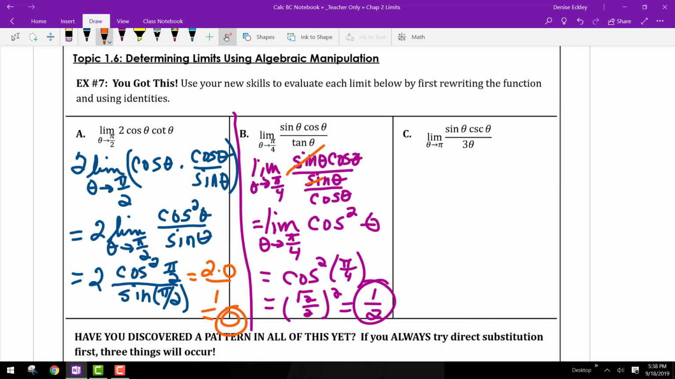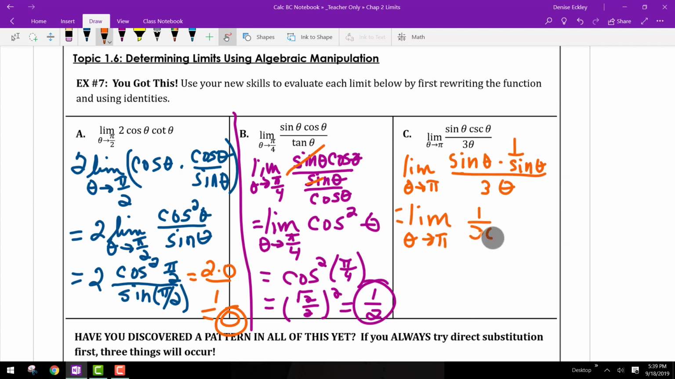And then finally the last one, I'm going to use the reciprocal identity for cosecant. So I'm going to take the limit as theta approaches pi of sine theta times 1 over sine theta all over 3 theta. So this simplifies to the limit as theta approaches pi of 1 over 3 theta. And now I can direct substitute, and I get 1 over 3 pi. Okay, so that's how the trig identities are used in terms of algebraic manipulation.